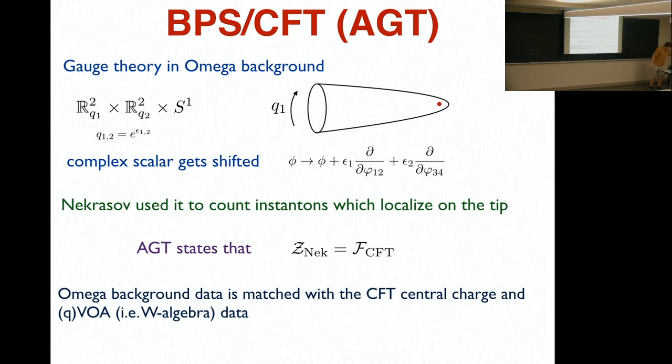So the AGT correspondence says that, and I'm going to show you the example on the next slide. You match the data of the two-dimensional conformal field theory, with the corresponding vertex operator algebra like the W-algebra, with the data of the supersymmetric gauge theory.